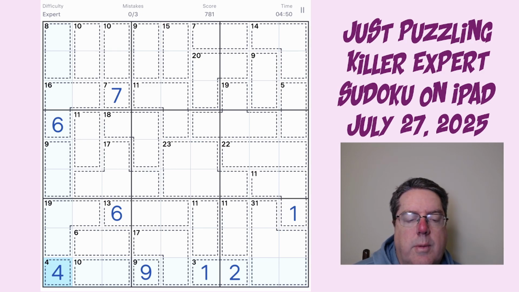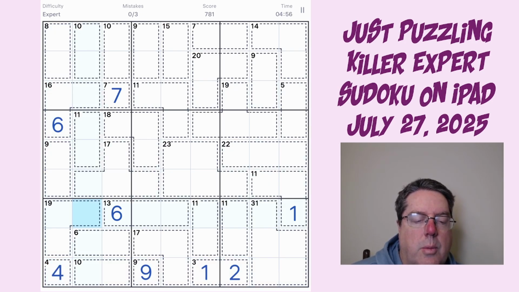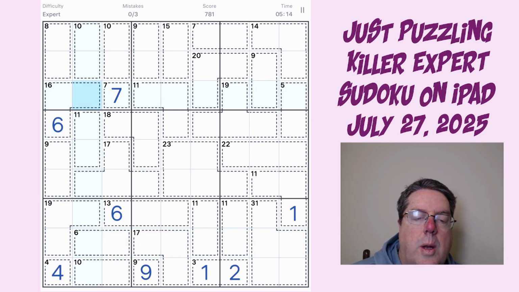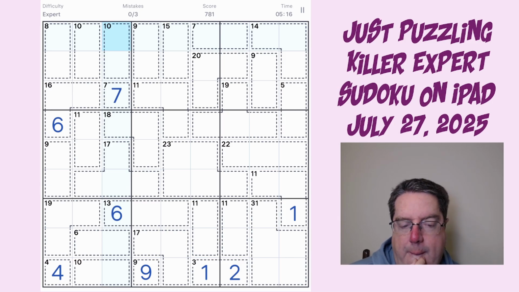Three and 5. So 2 and 8. That could be 9. Well, no. So this is either 2 and 8, 2 and 7, or 1 and 8. So that's got to be a 2 or 8 there. So that means 9's got to be in this one. So 9 is either going to be in these two.